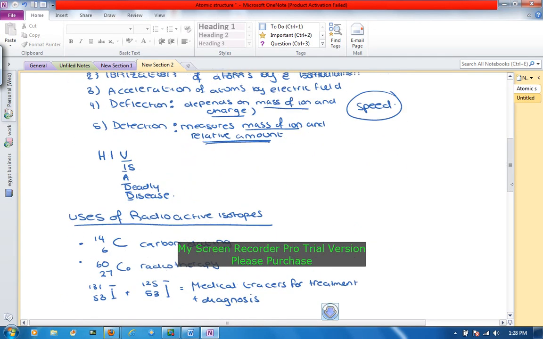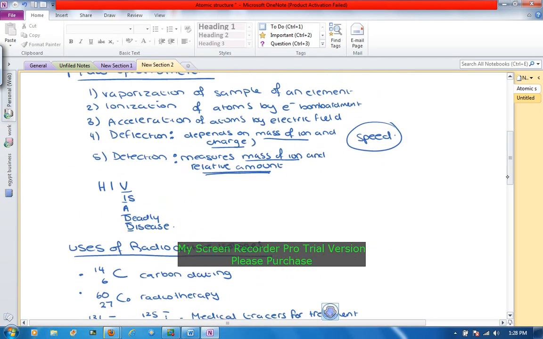You can remember the steps using an acronym that I love, I think it's kind of cool: HIV is a deadly disease. So vaporization, ionization, acceleration, deflection, and detection.